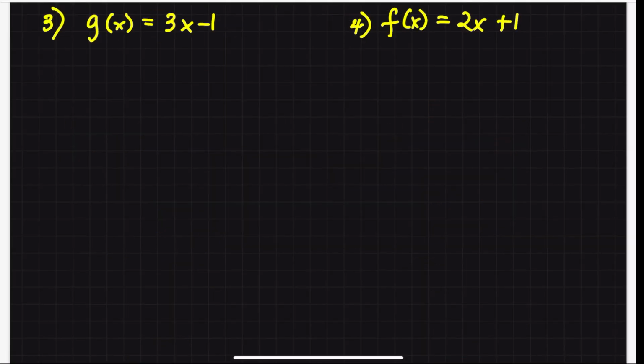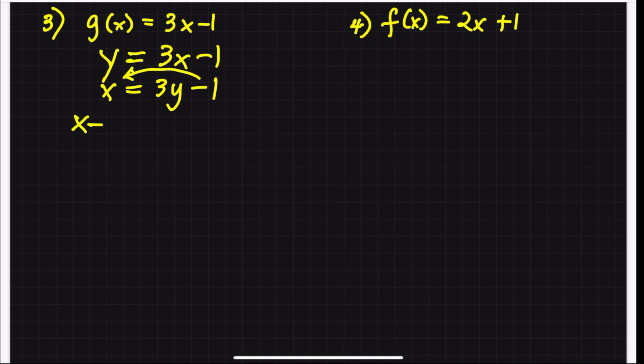Another example in finding the inverse of a function. Okay. So, example number 3. G of x is equal to 3x minus 1. So, if we're going to write g of x, that will become y is equal to 3x minus 1. Pagkatapos, yung y gawin nating x, equal siya sa 3 yung x naman gawing y minus 1. Then solve for y. So, si negative 1, ilipat natin doon, magiging x plus 1 equals to 3y.